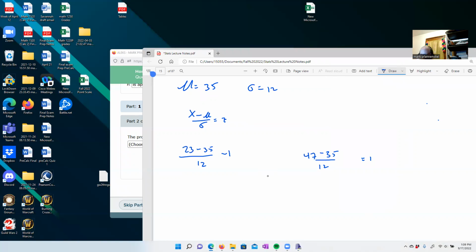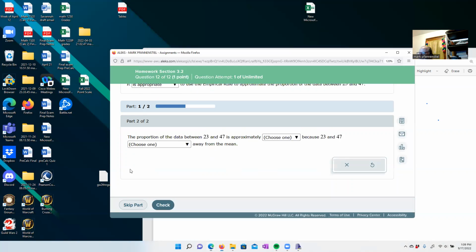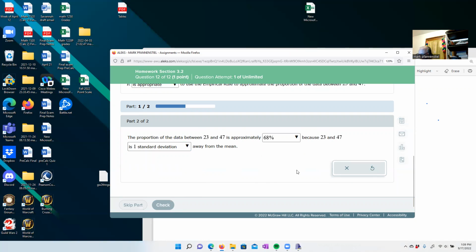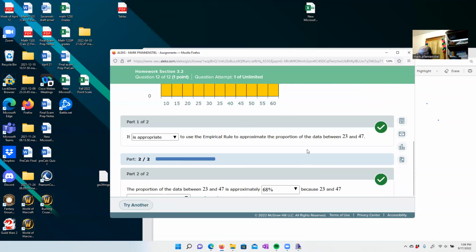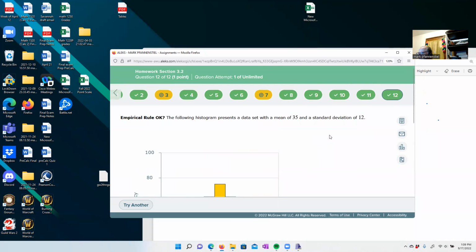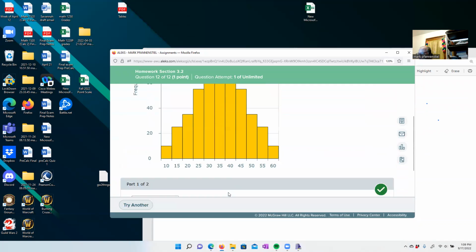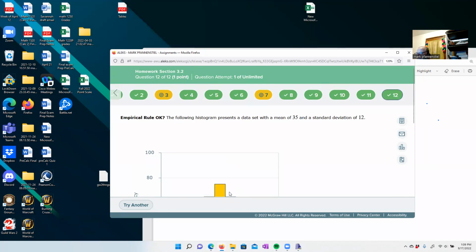So how much data is within -1 and +1? This is the kind of question I'd probably ask you. I want 68% because it's within 1 standard deviation. It's 1 standard deviation from the mean. So we'll check, hooray, we've got that. I don't think there's a next. I think we're good. So that should wrap up our 3.2.